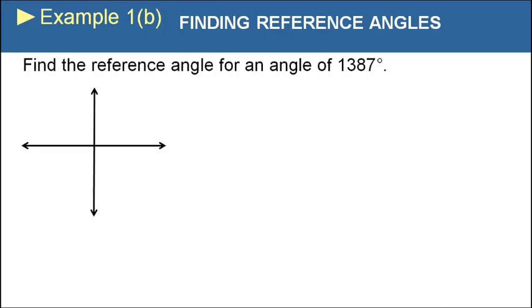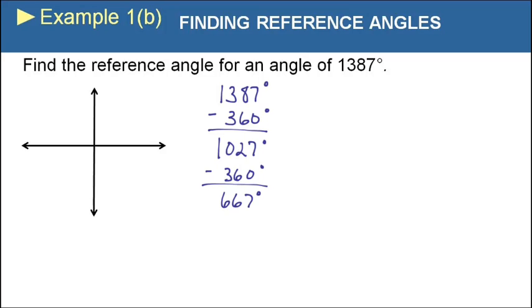In part B of example 1, it says find the reference angle for 1387. Now, it's impossible to tell where to draw 1387 unless you first figure out what angle is coterminal with it that's less than 360. So I'm just going to subtract 360 until I get down to something that is less than 360 degrees. Now that I see that it's coterminal with 307, I know exactly where to draw 307. It needs to go in the fourth quadrant.